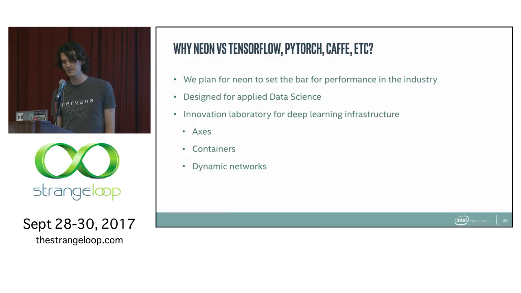Neon is a framework that's designed more for applied data science. So when we have our data scientists do projects for customers, they're all developing and contributing to Neon. And by having another framework, we're able to use it as a laboratory for deep learning infrastructure. So Neon is where things like axes originated. We have notions of containers, where we're able to take layers and add them to a container in order to construct more complicated networks. And we have support for dynamical networks.